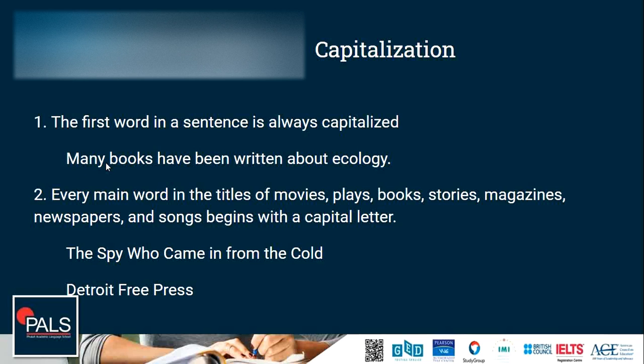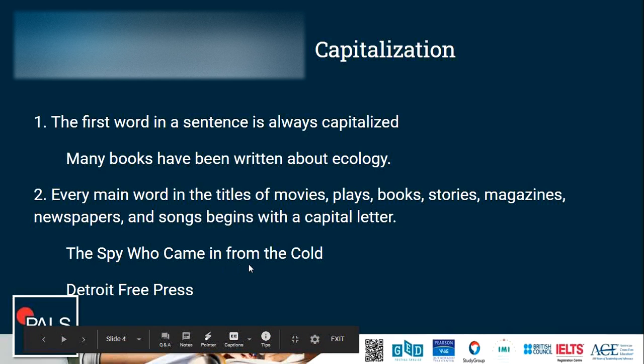Another rule is every main word in the titles of movies, plays, books, stories, magazines, newspapers, songs, and other works begins with a capital letter. For example, here's a title, The Spy Who Came In From the Cold. Now you notice that not all words are capitalized. We'll talk about that later. Another is the title of a publication, Detroit Free Press.